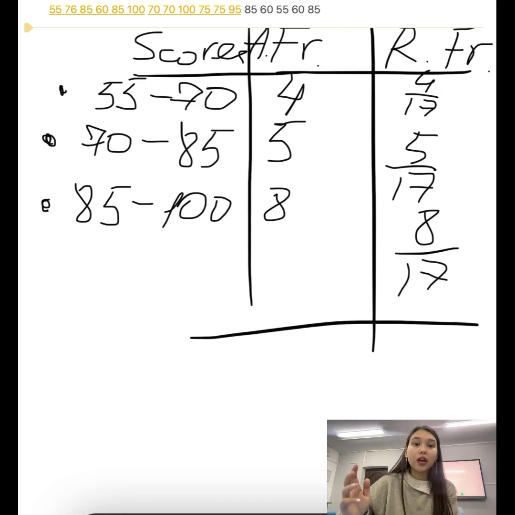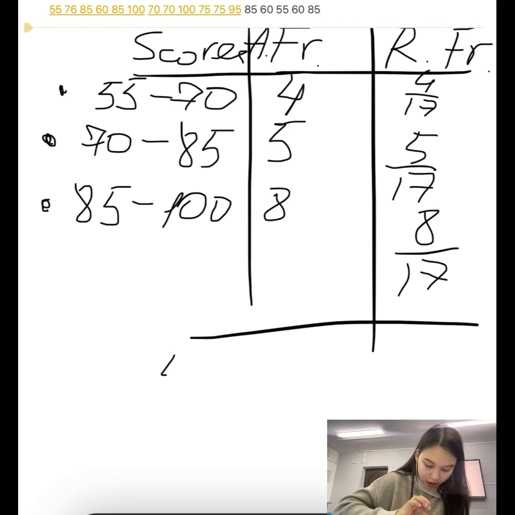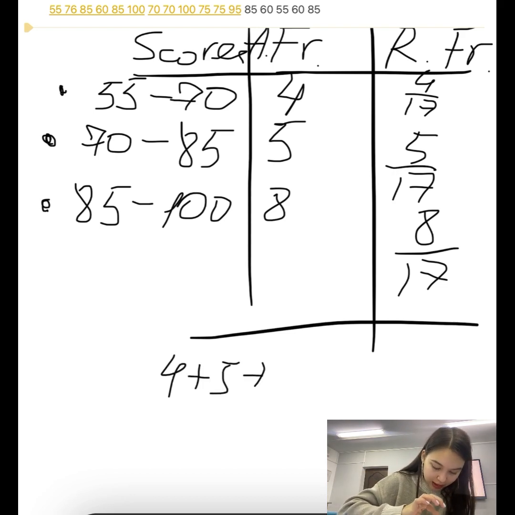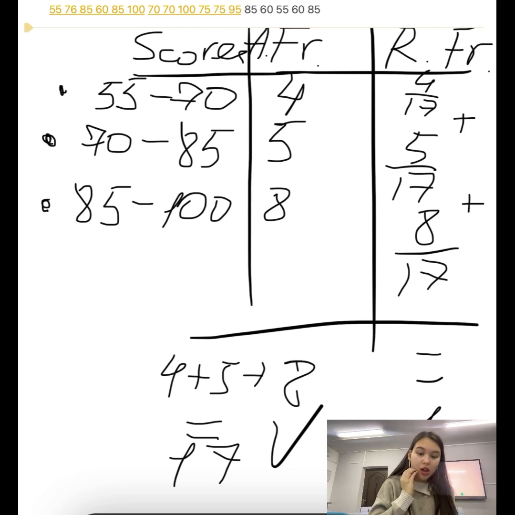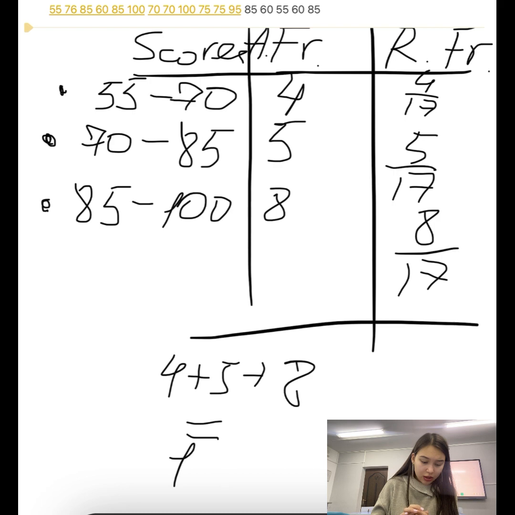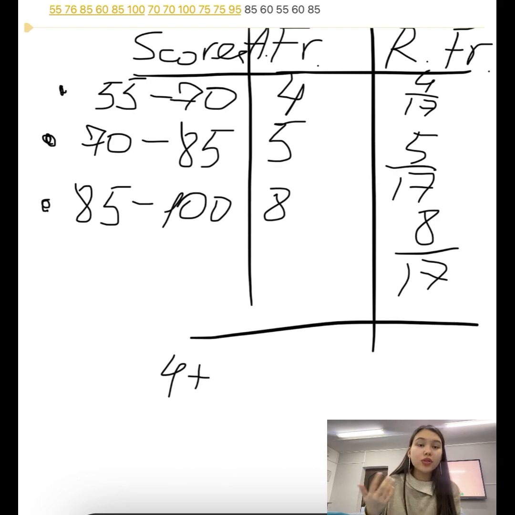So we have to check. 4 plus 5 plus 8 is equal to 17, so that's right. And 4 out of 17 plus 5 out of 17 plus 8 out of 17 is equal to 1, so it is right. This is all you have to know.